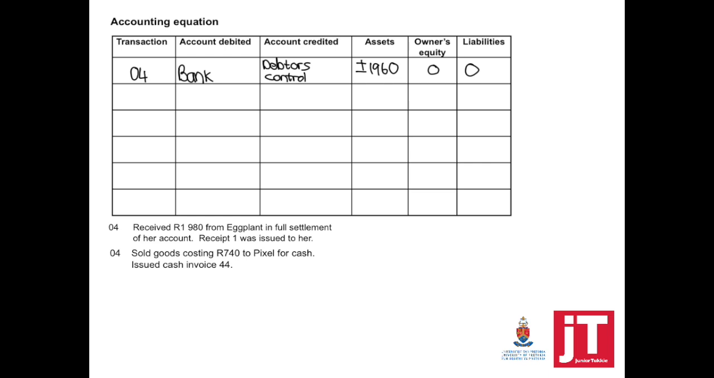On the same day, sold goods costing 740 to Pixel for cash. So when there's a cash sales transaction, we have to show the selling price and the cost. To show the selling price, it means bank is going to be debited. Do not write debtors control because you've seen the word invoice. It specifically said cash invoice. That's why bank is debited, account credited, sales. They provided you specifically with the cost, 740. So this means to calculate the selling price, you had to take your cost times 166.6666 divided by 100. And that equaled the selling price, which is 1,233. And these are the same figures that appeared in your cash receipts journal.